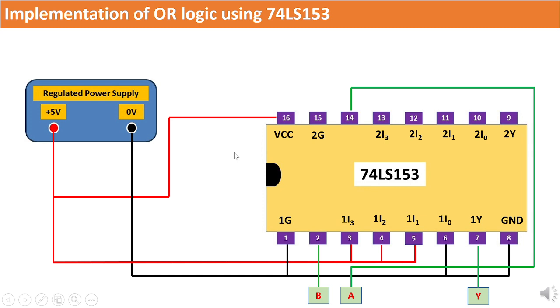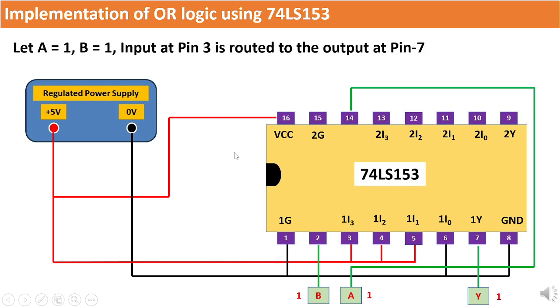In the context of our present consideration, let us posit that the input A is set to logic high, and concurrently, B is also configured to logic high. Consequently, the input 1I3, which is affiliated with pin number 3, is designated as the output source. Under these conditions, where the logic level at pin number 3 is ascertained to be high, it follows that the same high logic level will manifest at the output of the multiplexer, thereby impeccably conforming to the OR logic truth table.